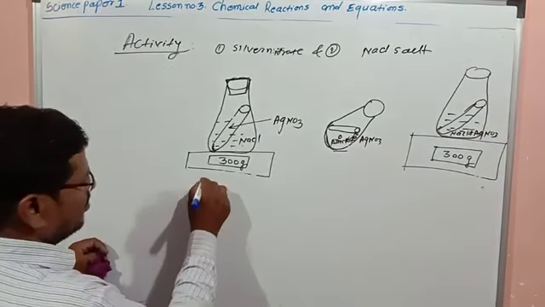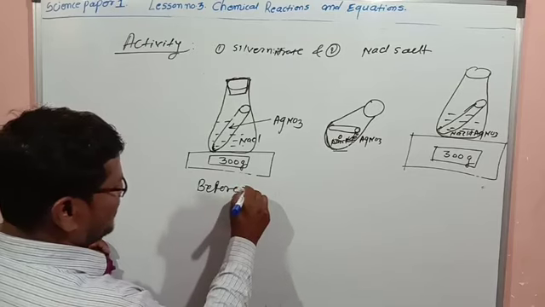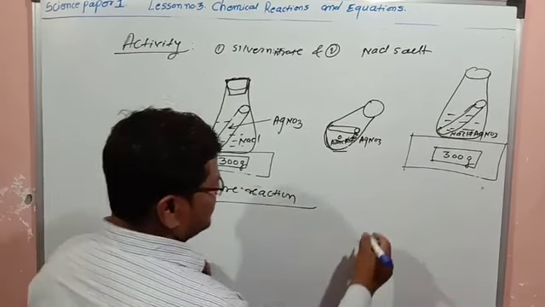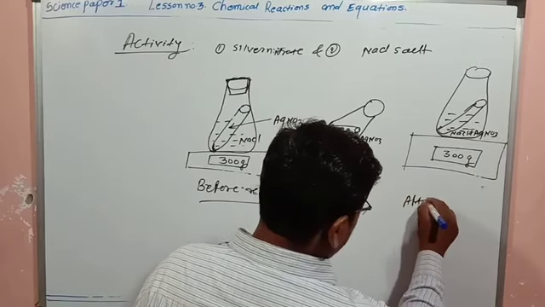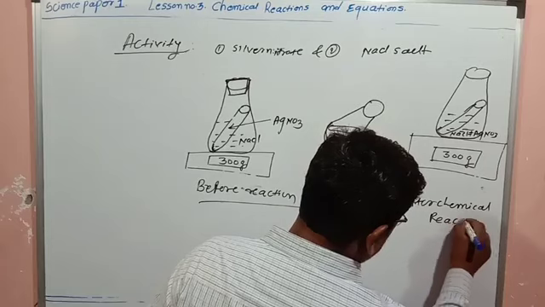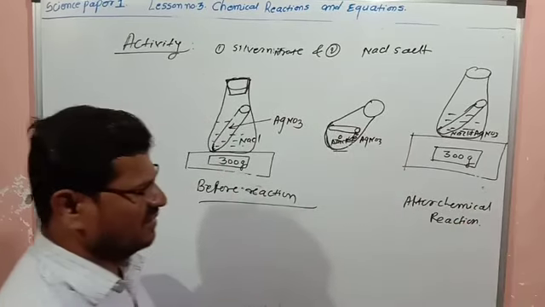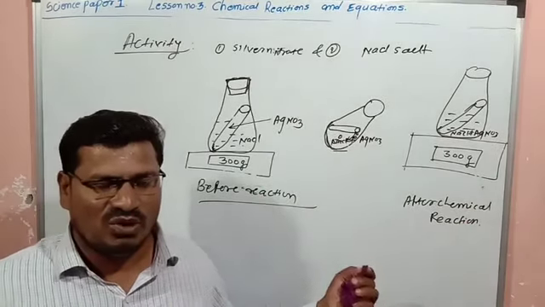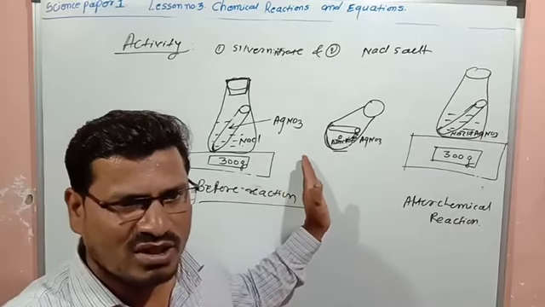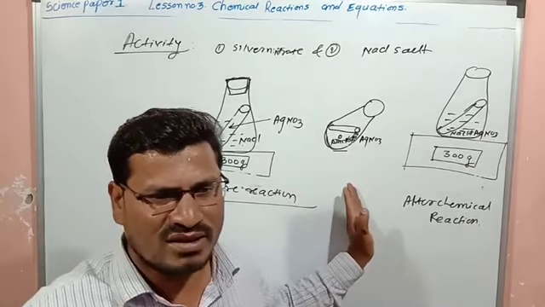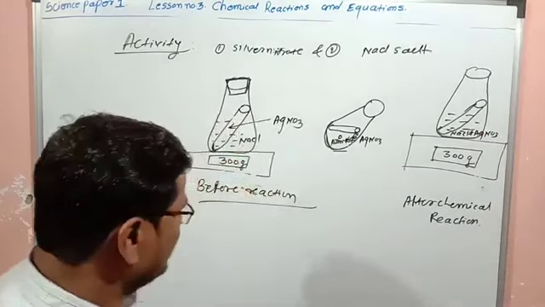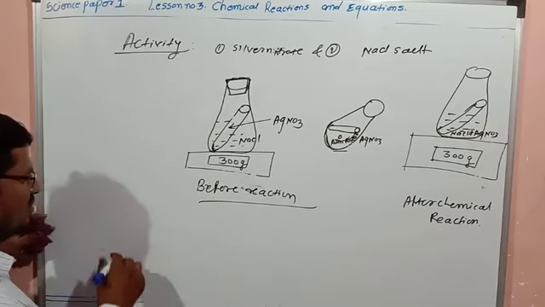This is the mass before the chemical reaction, and this mass is there after the chemical reaction. So what is the law of conservation of mass? The mass before the chemical reaction, the mass of the reactants, is equal to the mass of the products after the chemical reaction. So we are going to study the reaction.